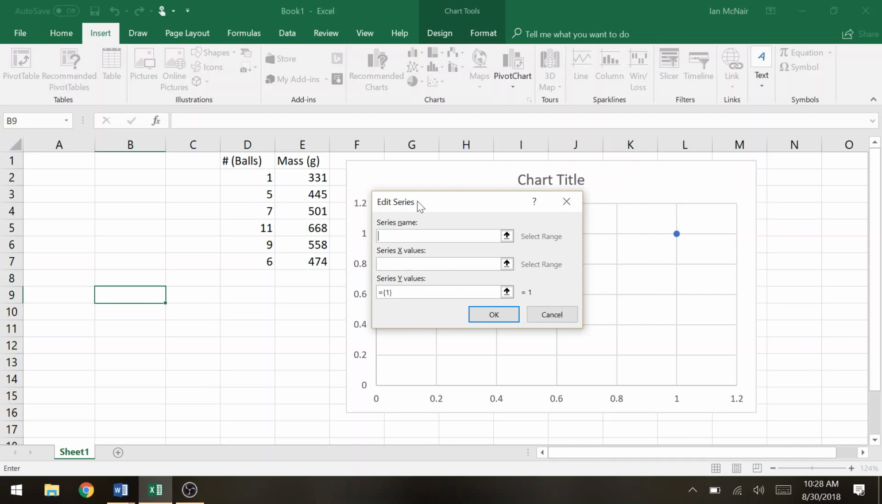Yeah, you're right. Because the number of balls determines how much mass we have. Yeah, stop laughing. No laughing. It's not funny.